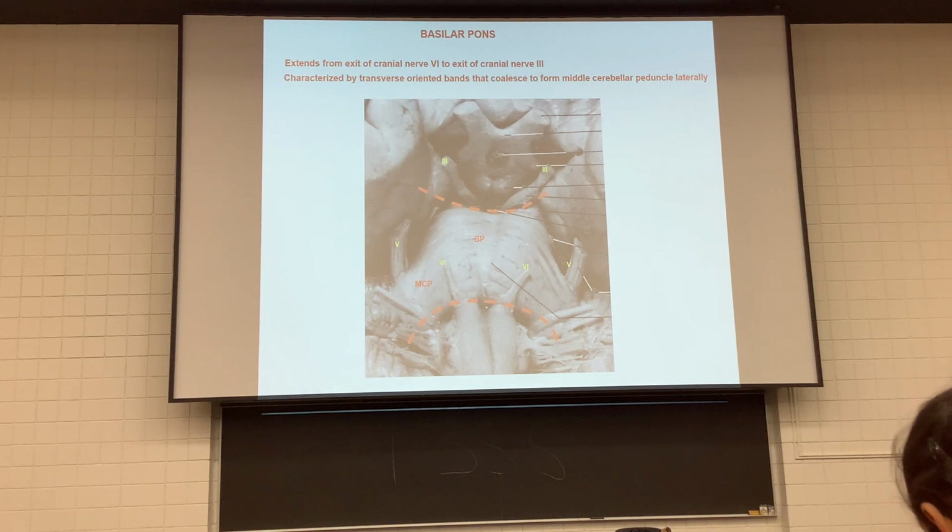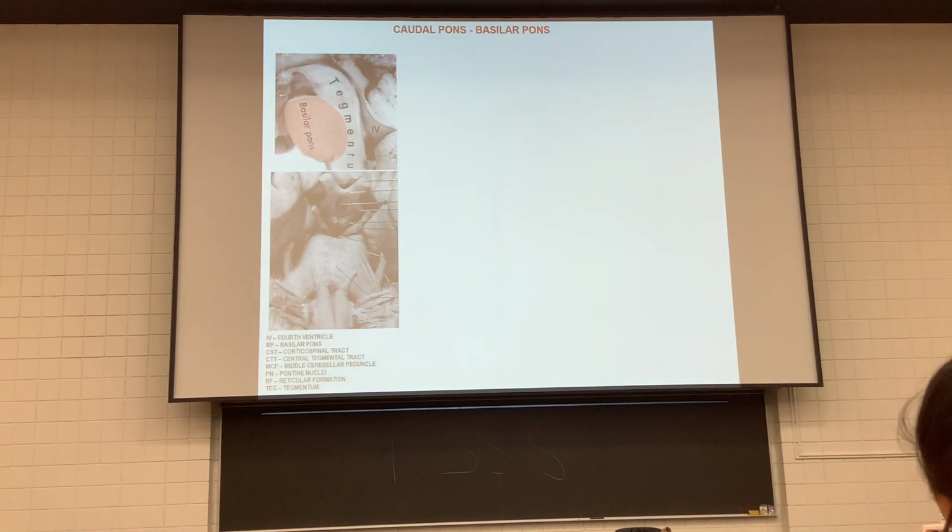So here's our gross image, keep that in mind. Got our big middle cerebellar peduncle here, and cranial nerve 5, just rostral to that. Okay, so basilar pons, tegmentum, and bands.